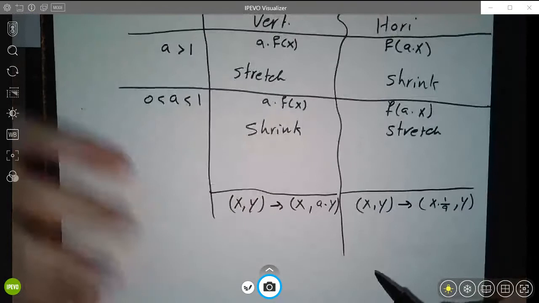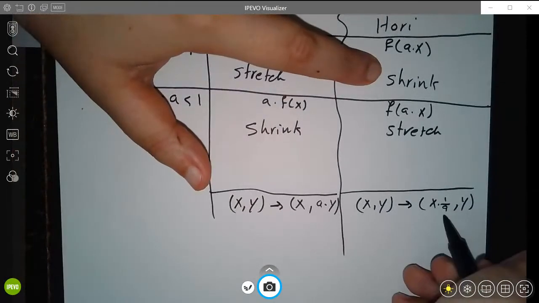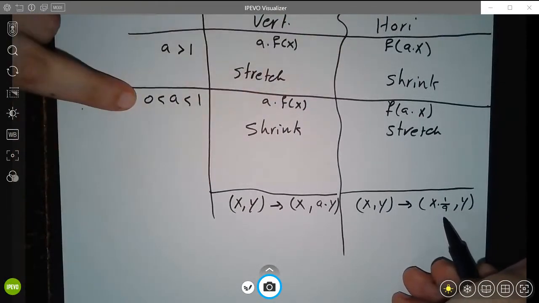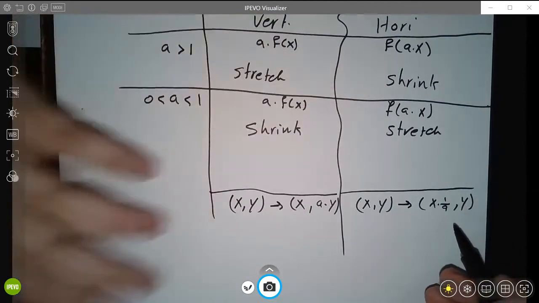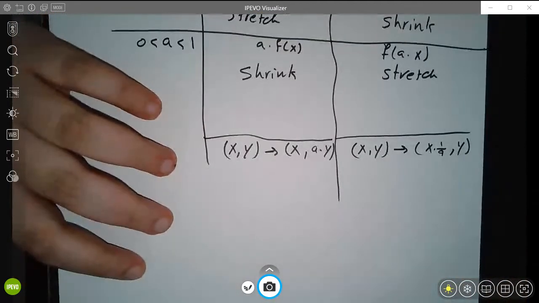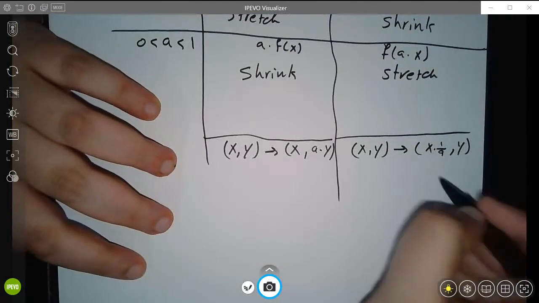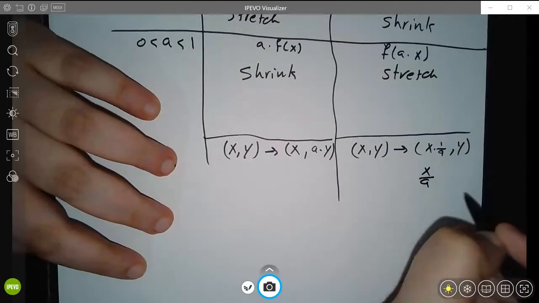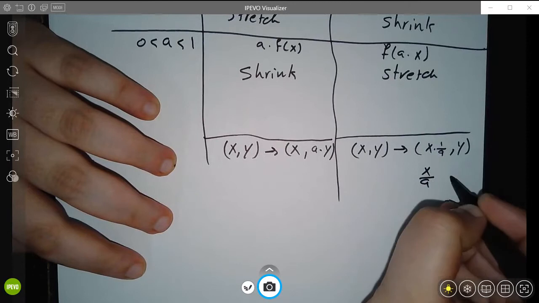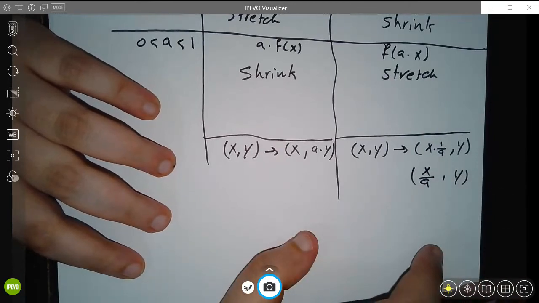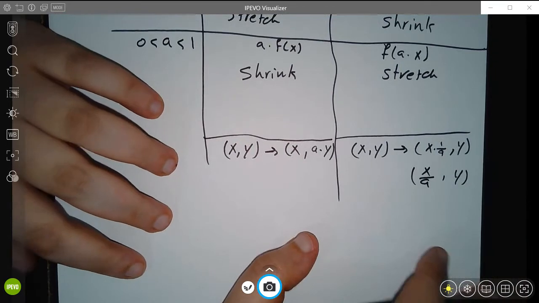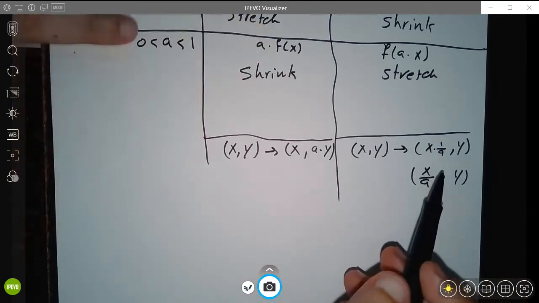And that's why when you multiply by a big number, it shrinks. But when you multiply by a fraction, a fraction of a fraction is a whole number. So it's going to stretch. Are we seeing that? So 1 over a. Or if you want, you can just write it as x over a. That makes it better. Okay, so please write that down.